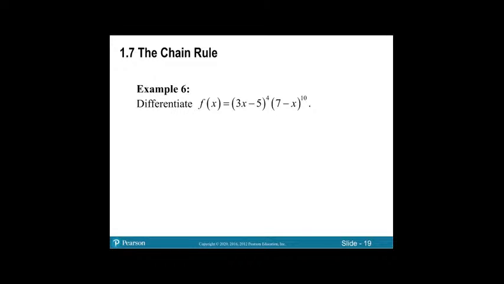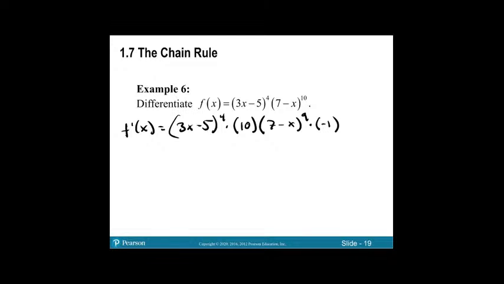Okay. So then f prime in this case, the product rule goes: the derivative of the first function times the second plus the second times the derivative of the first. The first function is going to be this 3x minus 5 to the power of 4. So the first times the derivative of the second, I can go ahead and take the derivative. That's going to be a 10, we're going to have 7 minus x to the power of 9, and then times a negative 1, because you've got to do the chain rule, the derivative of the outside function times the derivative of the inside function. So that's the first half.